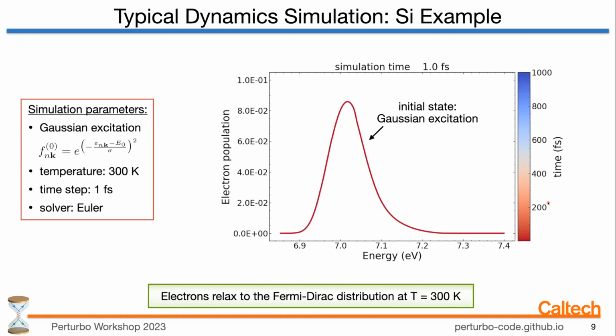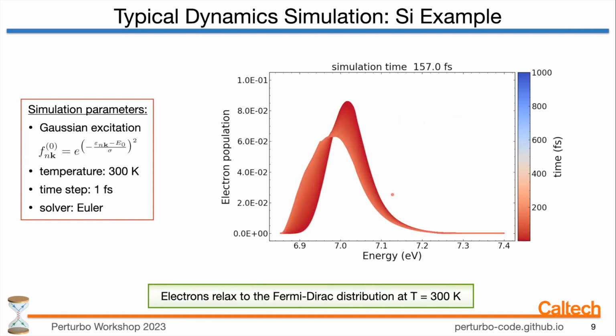And here, to conclude the zero-field ultrafast dynamics, I wanted to show a typical simulation setup. So we take a silicon material here. We excite our electrons, so we take only the conduction bands, and we excite them with the Gaussian excitation. So we select the energy of this excitation, we select some broadening, and then we have this initial electron occupation. Then the phonon temperature is fixed to 300 Kelvin. Our time step of the simulation will be 1 femtosecond, and we will use just the first order Euler solver, which works in most of the cases.